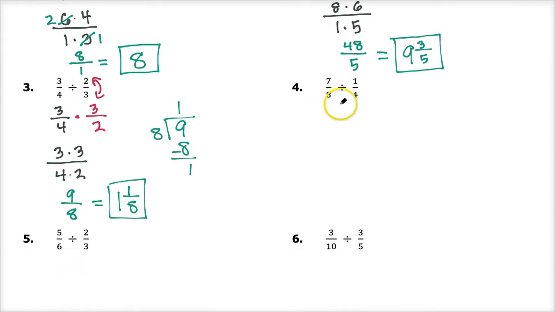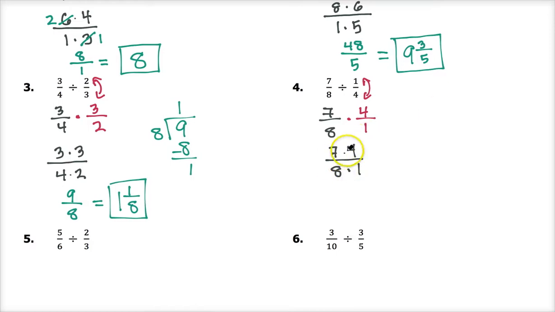Number 4, 7/8 divided by 1/4. Keep, change, change. So this becomes 7/8 times 4 over 1. So we have 7 times 4 over 8 times 1. Here we can cancel the 4 and the 8. 4 and 8 are both divisible by 4, and so we get a 1 and a 2 in their place. 7 times 1 is 7, and 2 times 1 is 2, so we have the improper fraction 7/2. 2 goes into 7 3 whole times, and we get a remainder of 1. So this becomes 3 1/2.